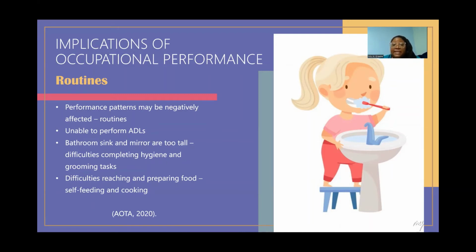And so that means that she requires a step stool, and it's important for her to use a step stool, but then her brothers and sisters move the step stool out of the way because they don't need it. So it becomes very difficult for her to complete her hygiene and grooming tasks without assistance. Sometimes it's hard for her to reach the toothbrush or reach the toothpaste. So that is how her routines are affected.